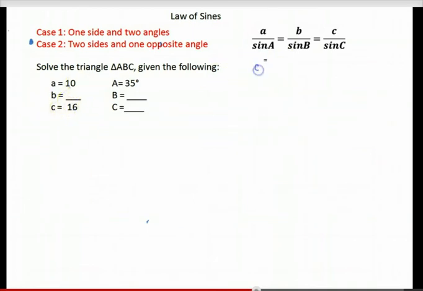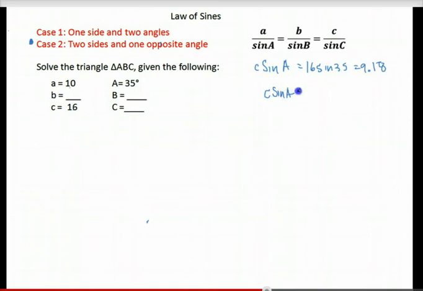Again, you do the side that's not opposite your angle, in this case c, times the sine of the angle we're given, which was A in this case. So here we have 16 times the sine of 35. We do c times the sine of angle A. We calculate that and we get 9.18 approximately. Notice it's smaller than a, so I know it's not no solution. There will be a solution at least.